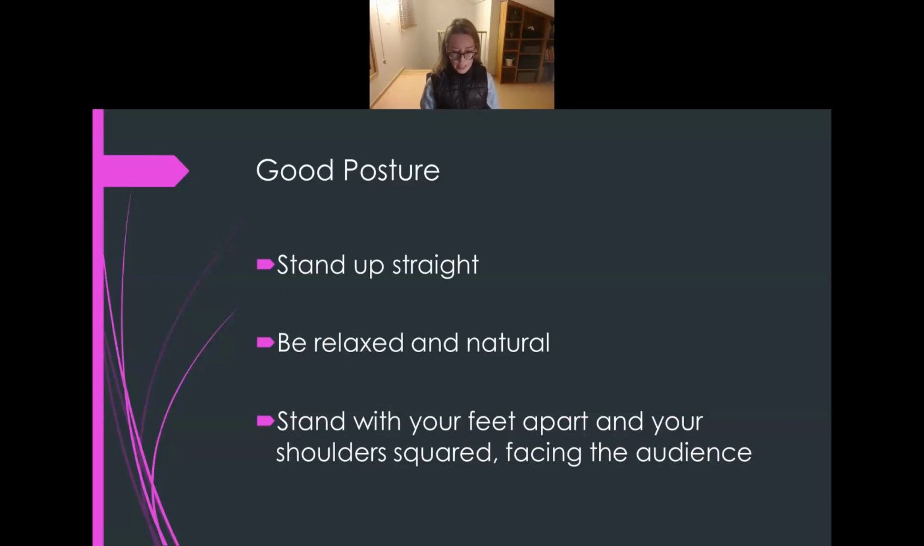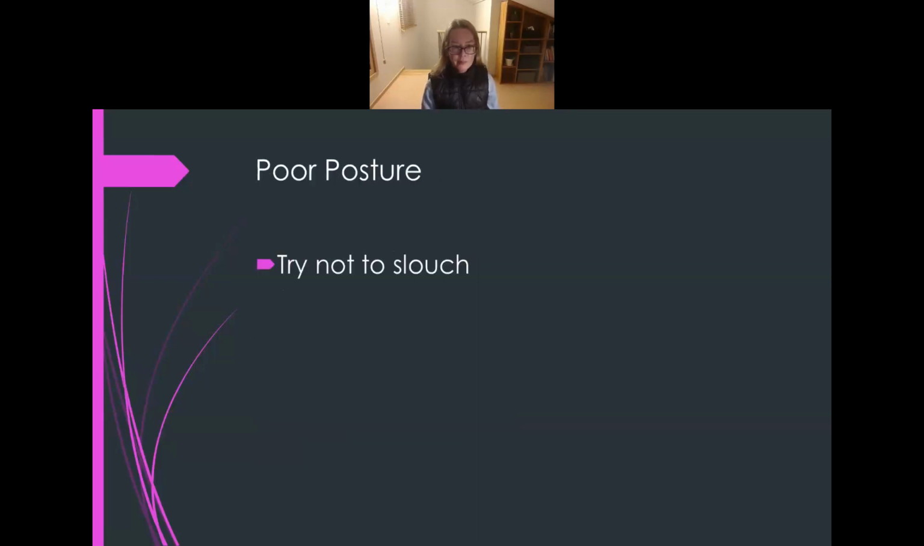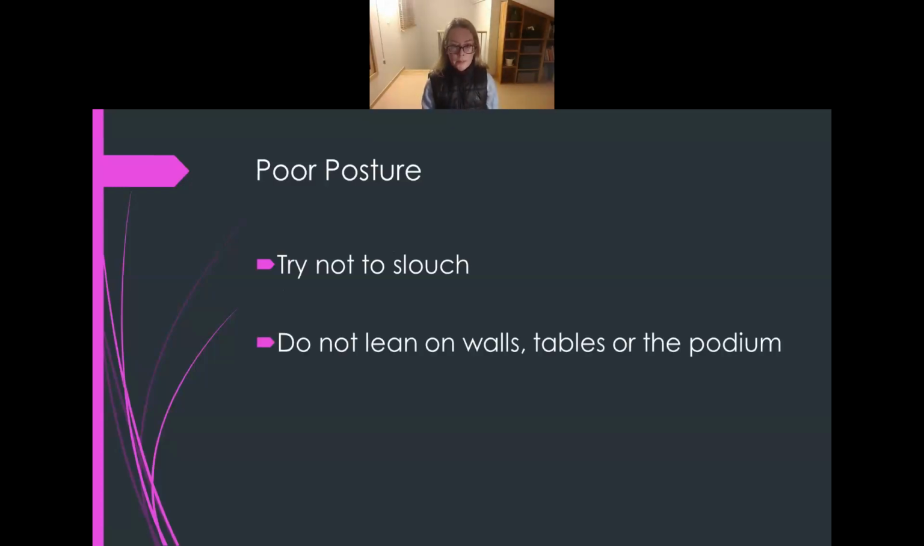And yeah, don't do that. Okay, try not to slouch. So again, slouching is like this. It's kind of a closed posture. You want to have a more open posture.